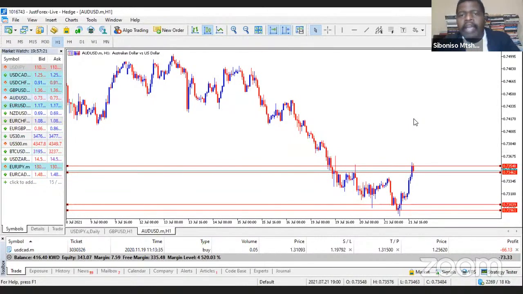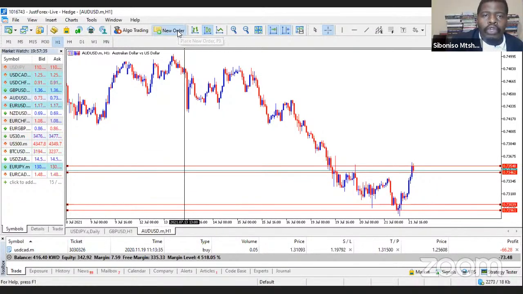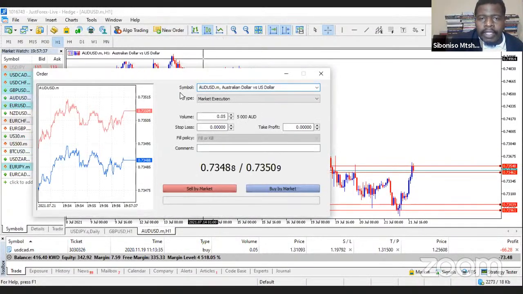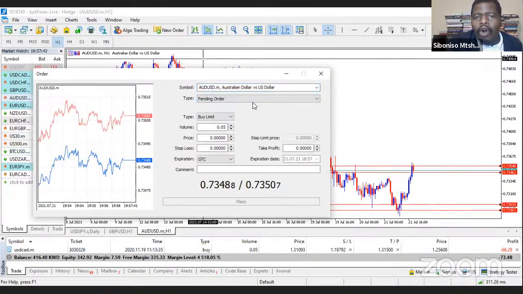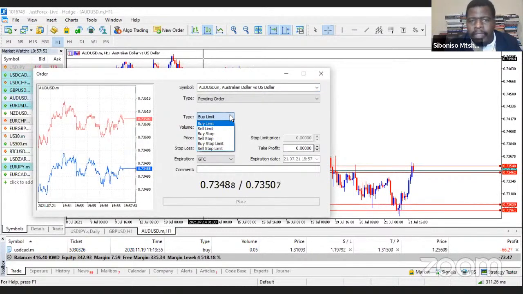So if I want to put a market order around here, maybe a buy stop, I can put it at around 0.73600. All right, so I will go to new order, and then instead of market execution, I will choose what? Pending order. Do you still remember that? All right, and then we have buy limit, sell limit, buy stop, sell stop, buy stop limit, sell stop limit. So in this case, I want to use buy stop.